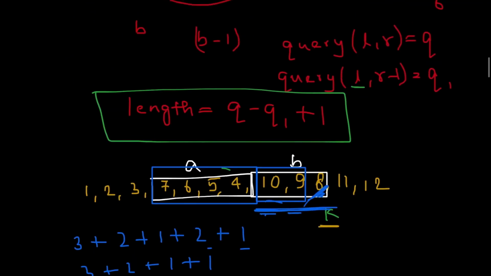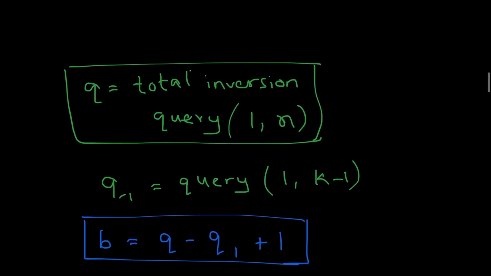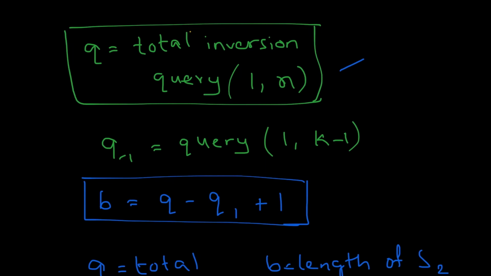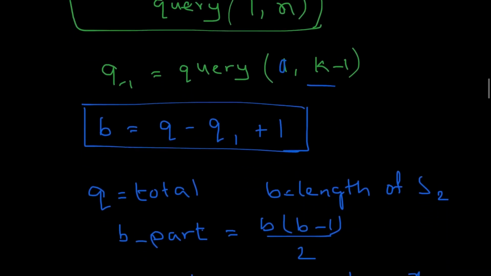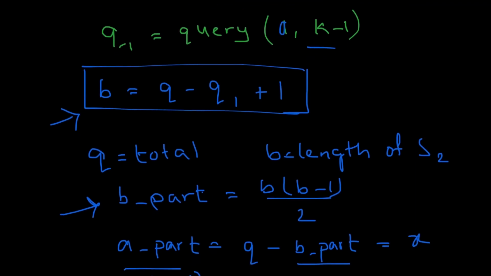After getting this K, what did we do? We had the total number of inversions as Q. So now we got K, we just had a query for K minus 1. If you take zero based indexing, it will be from 0 to K minus 1. From that, you could get the length B, that is the length of the second subsequence. If you get B, from that you get how many inversions there are in the B part. And now, if you subtract it from the total number of inversions, you get the A part.